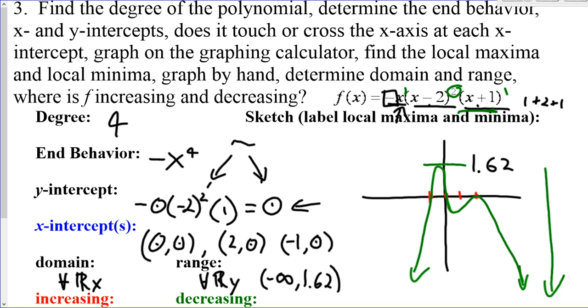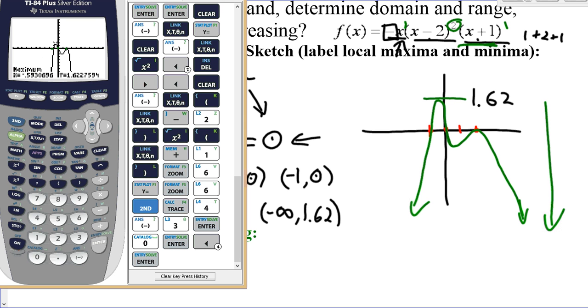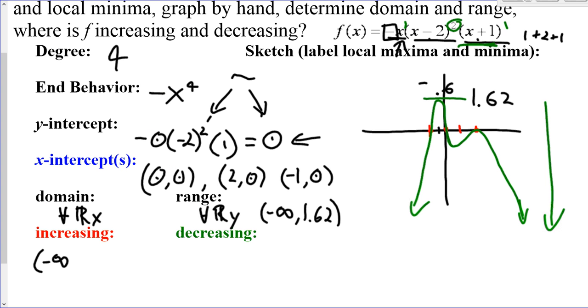Okay, increasing and decreasing. Well, that's going to be on intervals. So from -infinity to this maximum, and we know that that maximum is at -0.6. So there at -0.6, we are going to be increasing. Okay, so then at that point, at -0.6, we're going to start decreasing.